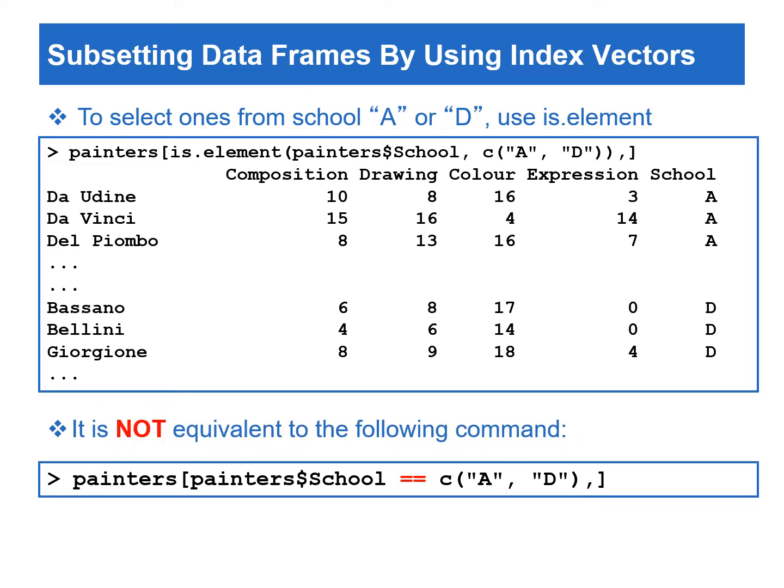Using the is.element function to compare two vectors is not equivalent to using the double equal comparison operator. Using the double equal comparison operator is checking if the first element of the school variable equals A, and the second element of the school variable equals D, then checking if the third element of school equals A, and the fourth element equals D, and so on. The recycling rule is applied when using the comparison operator.